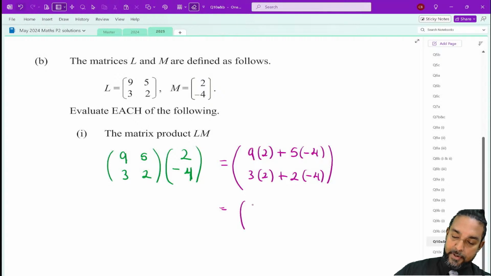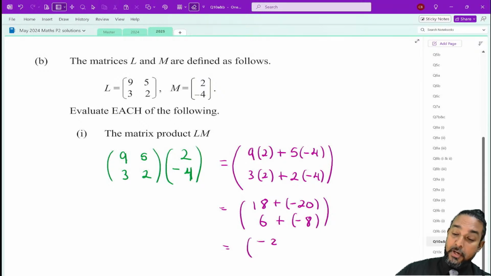So 9 by 2 is 18. 5 by 4 is minus 20. Of course, if you add a minus, you just end up subtracting. 3 by 2 is 6, and of course you have a minus 8 here as well. So 18 minus 20 will just give us minus 2, and 6 minus 8 will also give us minus 2.